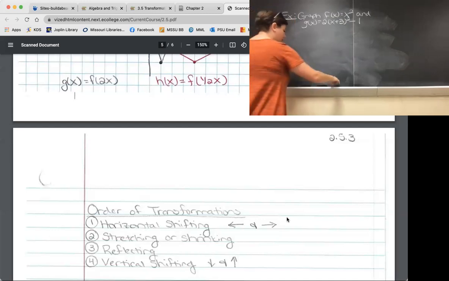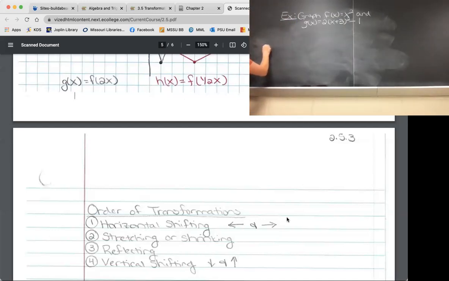So the very first thing I'm going to do is graph just the f of x, which is x squared. So I have 0, 0, I have 1, 1, and I have 2, 4. Negative 1, 1, negative 2, positive 4. And it's my quadratic. So this is my f of x. This is my starting point, before I do any transformations.